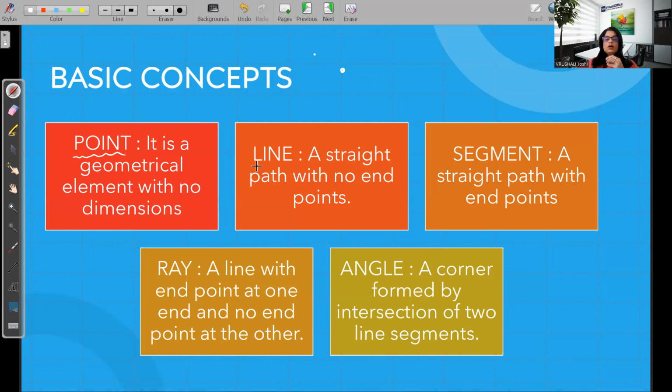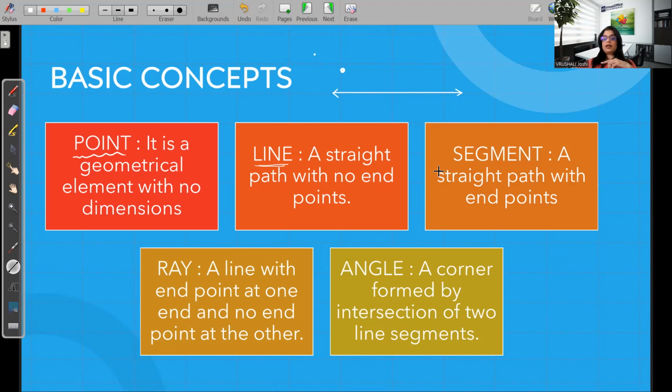If you talk about a line, a line is a straight line like this, and it will have arrows on both ends. The significance of these arrows is that it can continue from both the ends. You can extend this line from both the ends. That is the significance of this arrow.